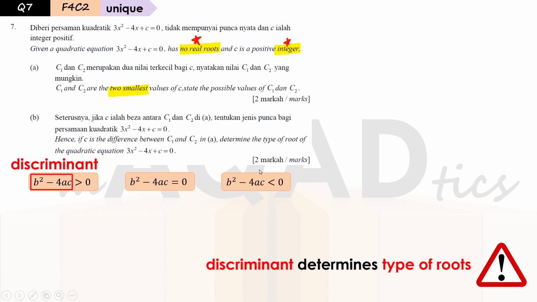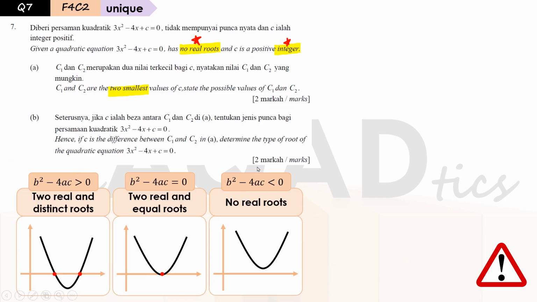And the answer is this one, b squared minus 4ac less than 0. No real roots means the curve does not intersect the x-axis. But you can see the other two, it intersects. That's why there are roots. Roots meaning answers. So no real roots means no answers. No intersection, no answers. So let's use this information, b squared minus 4ac less than 0, to find the values of c.